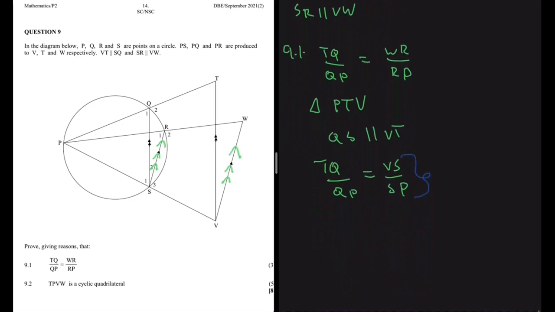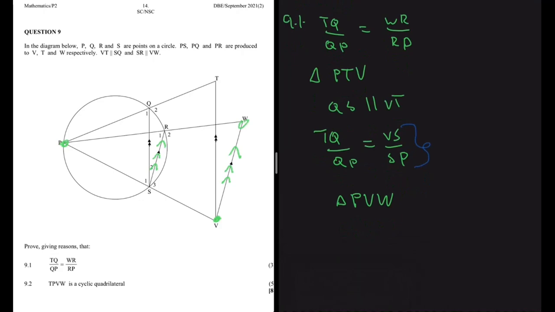So if those two lines are parallel, then in triangle PVW, the two sides will be divided proportionally. WR divided by RP will be equal to VS divided by SP. But then how does that help us answer our question?